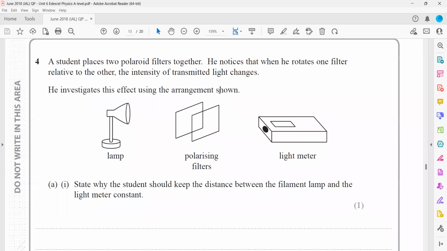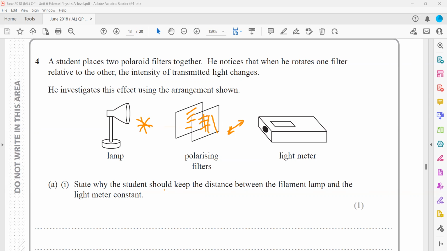The next question: a student places two polarizing filters. This is related to polarization. He notices that when he rotates one filter relative to the other, the intensity of the transmitted light changes. When the planes of these polarizing filters are parallel, the maximum amount of light will pass. The light from the lamp is unpolarized light, which has multiple components of vibration. So when the planes are parallel, only one component will pass. But if the planes are perpendicular, there will be no light, or the light intensity decreases.